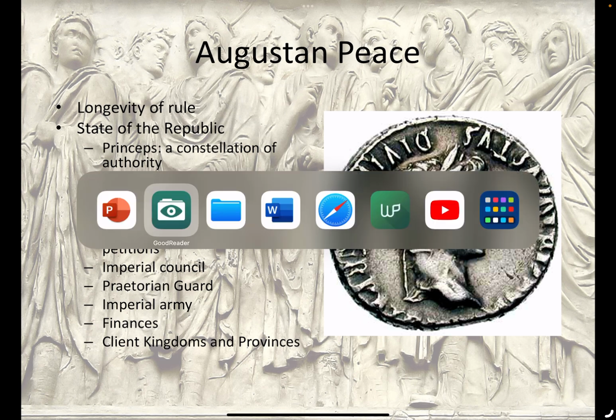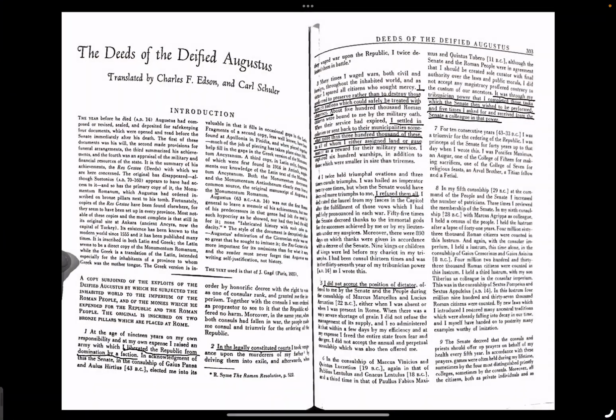Now, the last thing I want to do is take a look at this document, the Deeds of the Deified Augustus, which you need to write a paper on.